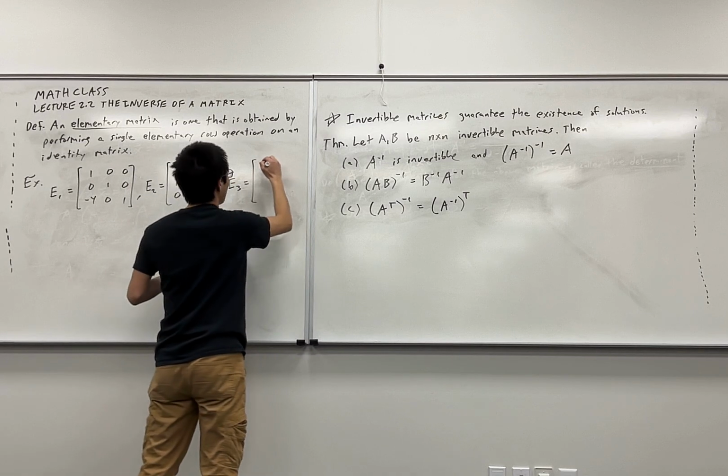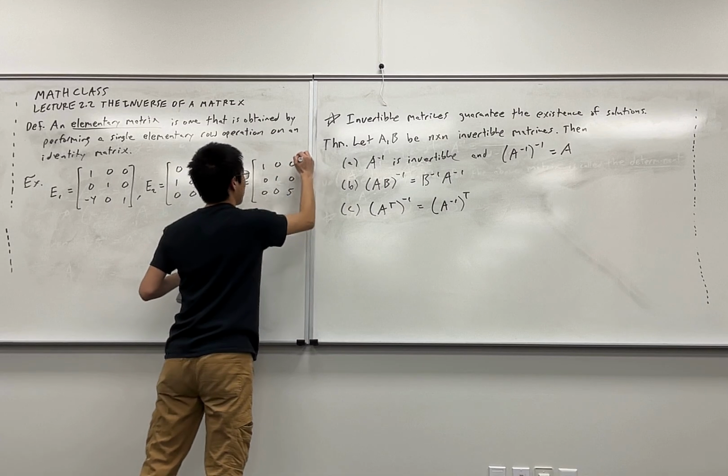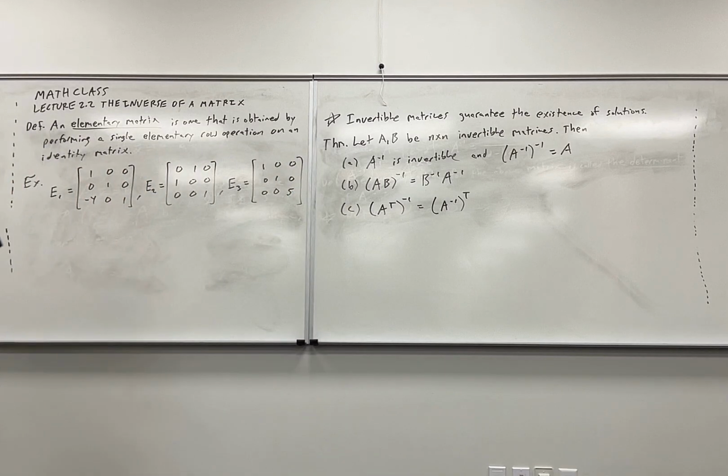And then 1, 0, 0, 0, 1, 0, 0, 0, 5. Okay, do we remember what our 3 row operations were? Yeah, so we can swap 2 rows out, right? We can interchange 2 rows, and then we can also just scale a row.